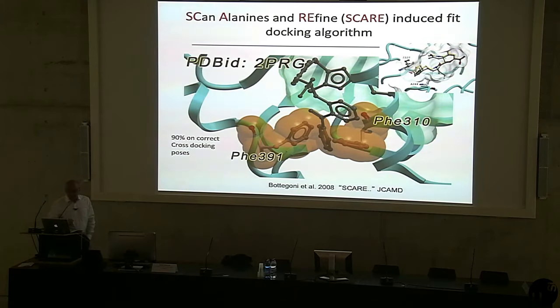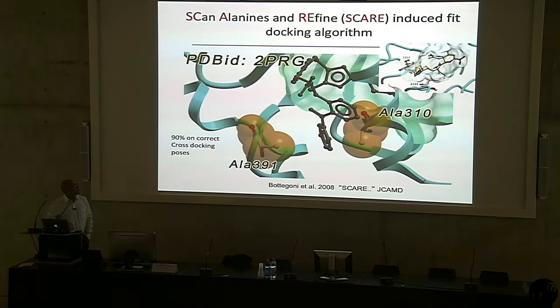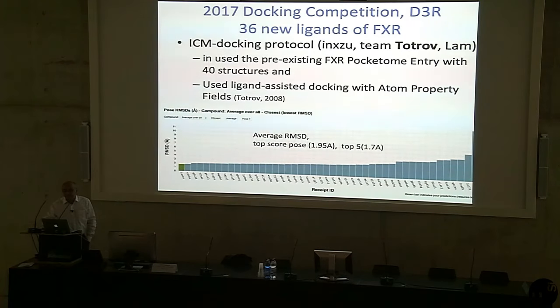Right, so I mentioned the SCARE method. The SCARE method is this cyclic permutation of amino acids into alanines, and then docking, and then constraining the ligand in this position and reoptimizing the side chains. And that leads to good prediction. So this is primarily under Max Totrov's guidance, the competition in different D3R challenges. And you see that our scores are excellent.